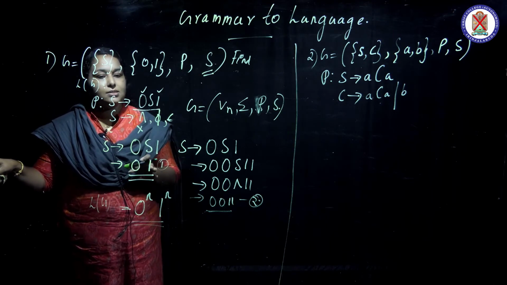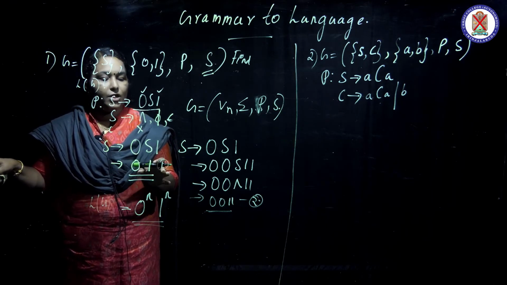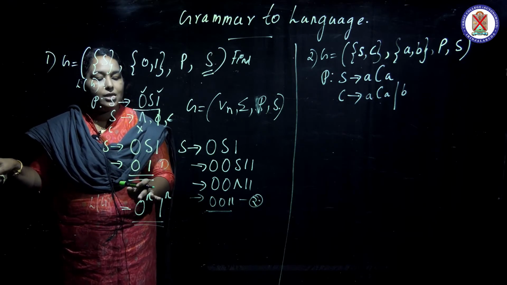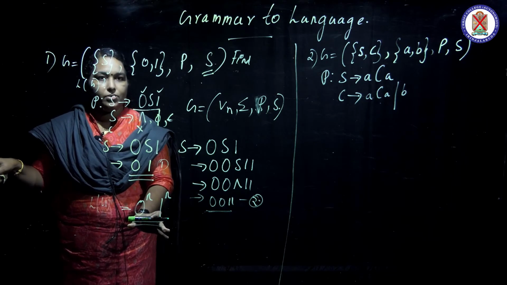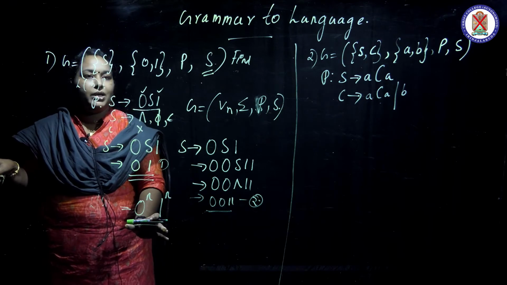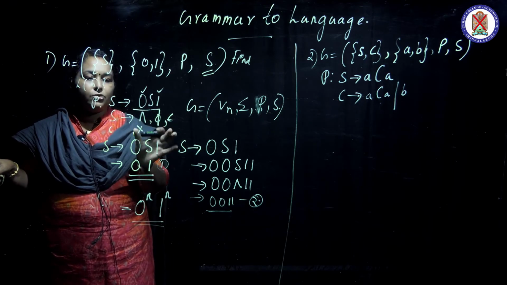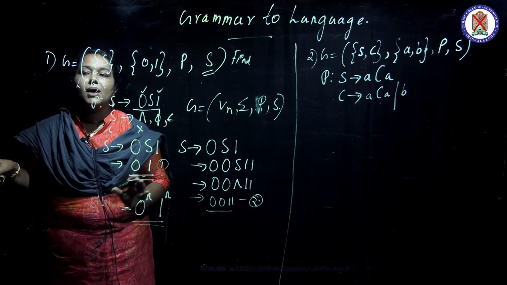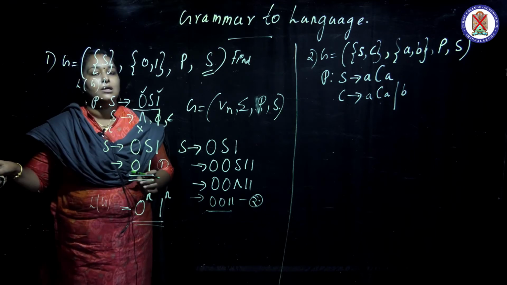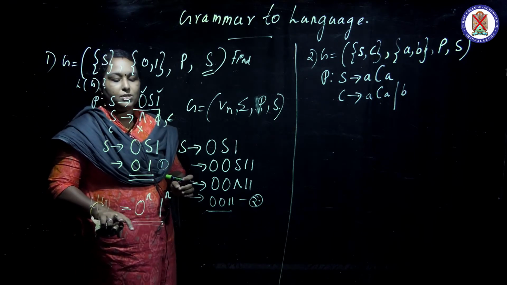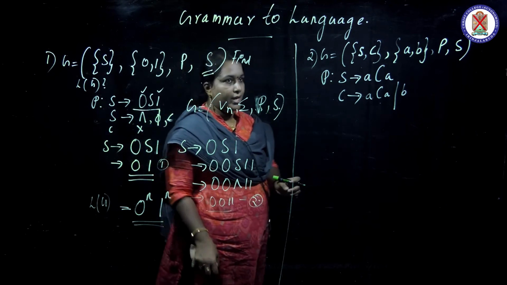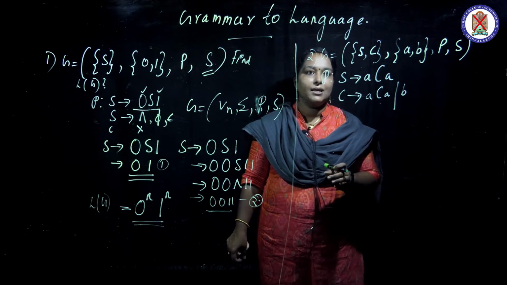Afterwards, when you practice it, you can get 0 raised to n, 1 raised to n from this step itself. So from the grammar to a language, you must substitute for the production and look for the patterns, then you will get the language. So the language is 0 raised to n, 1 raised to n. Now we can move to the second example.